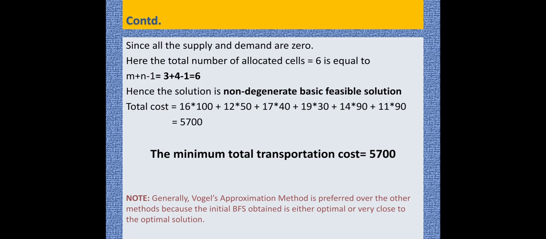Generally, Vogel's approximation method is preferred over the other methods because the initial basic feasible solution obtained is either optimal or very close to the optimal solution when you compute it with Vogel's approximation method.